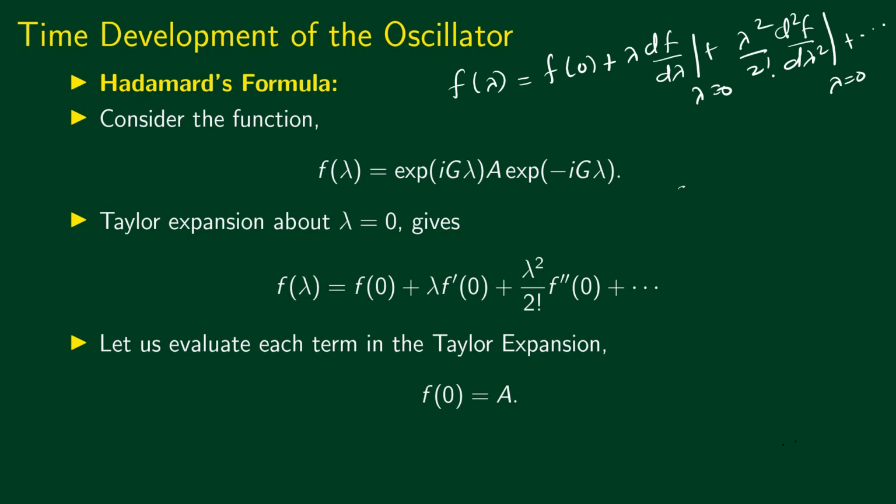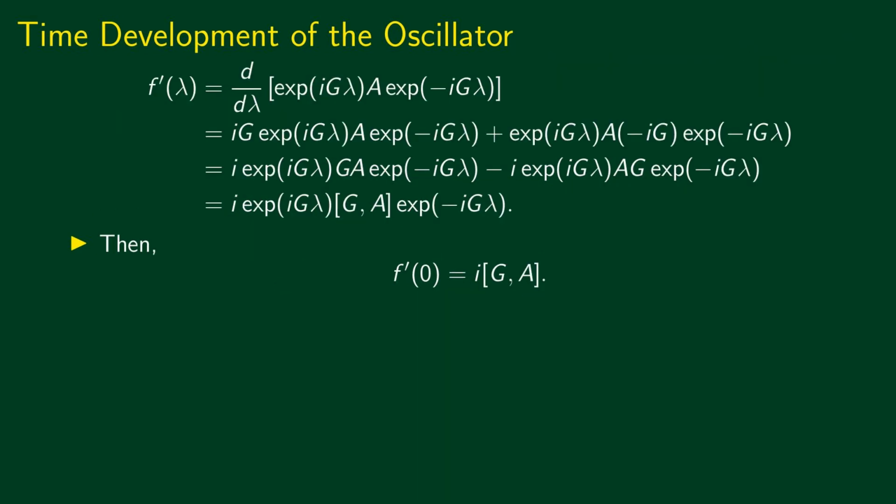Okay. Let's now evaluate each term in this Taylor series expansion, provided f of lambda has this form. The first term corresponds to f of 0. So we just substitute lambda equal to 0 in here. Here we will have exponential ig multiplying 0. Alright. So this would be the identity operator. Here also you get the identity operator. So f of 0 is equal to a. Let's now find f prime of lambda, which is the derivative with respect to lambda of f of lambda.